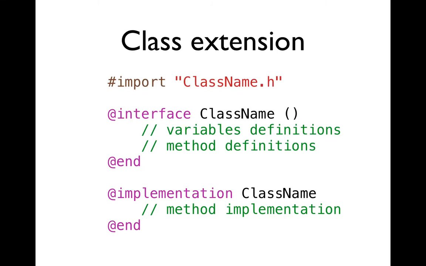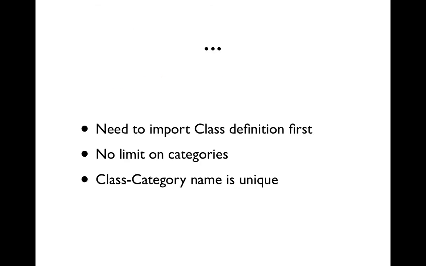Now, because it's a more powerful thing, you could still create new methods, but you can also create new variables. You specify the interface for that class extension just like you would for a simple category, but you don't specify a name, of course, you just put empty brackets. The implementation of those methods and the use of those new variables should go inside your main implementation of your class.